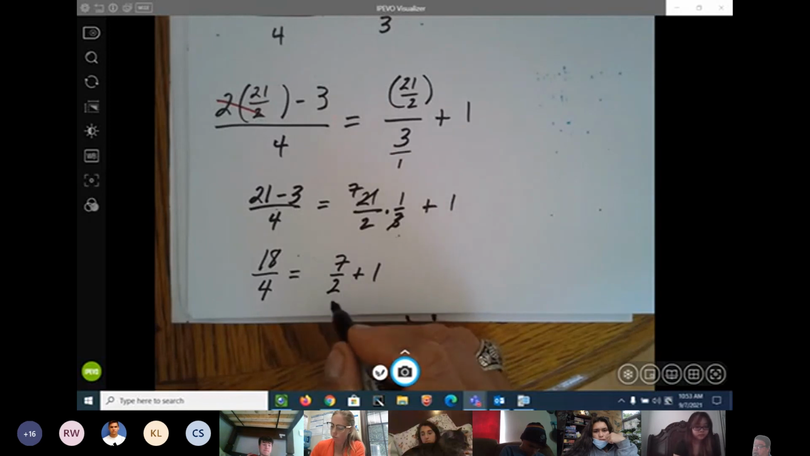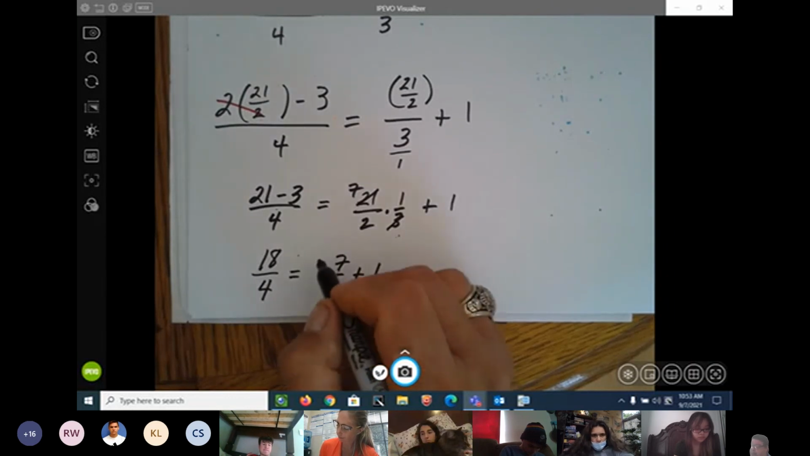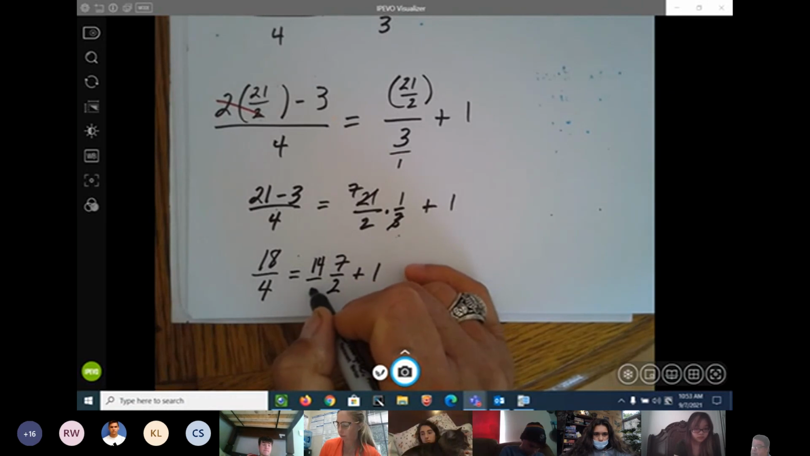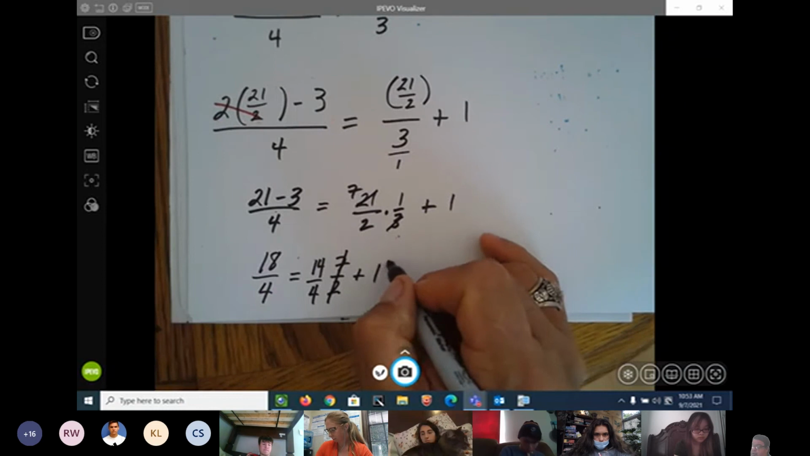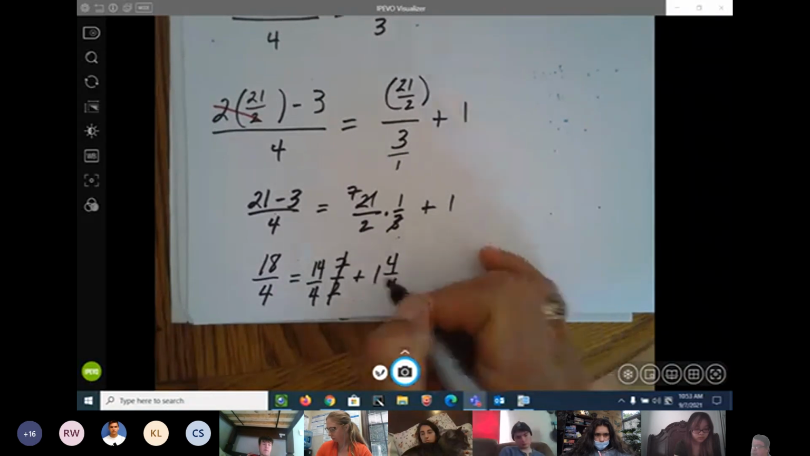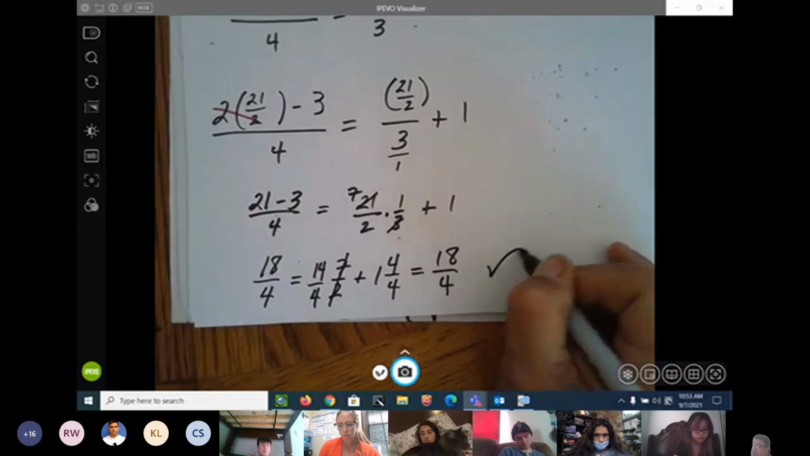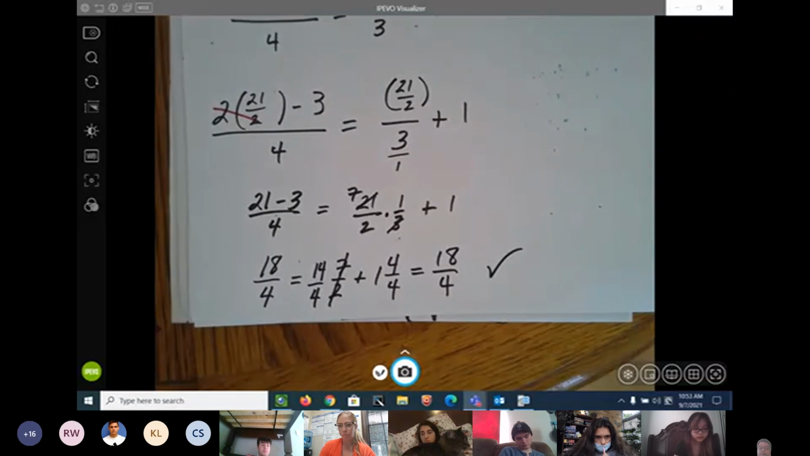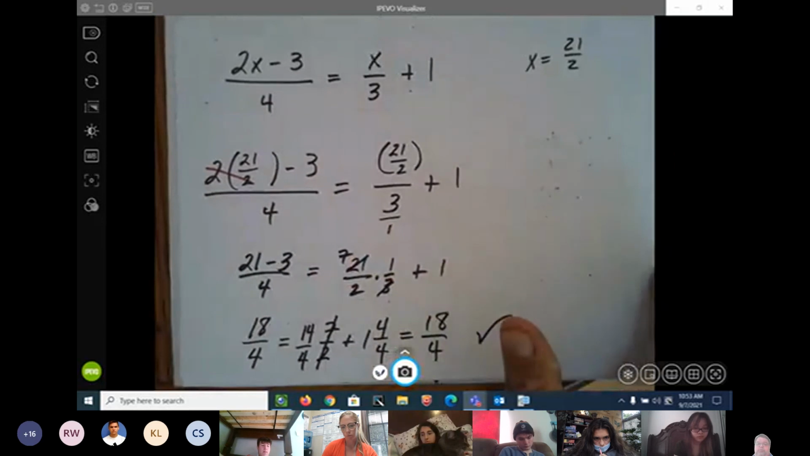And we've got to get a common denominator of 4. So that's going to be 14 fourths plus 4 over 4, which is equal to 18 fourths. So it does check. So that is solving a rational equation.